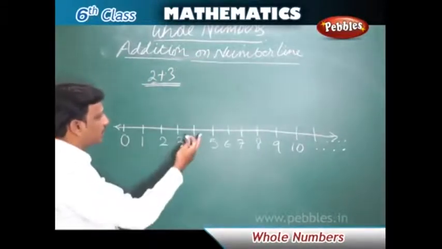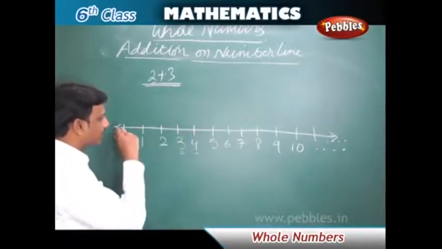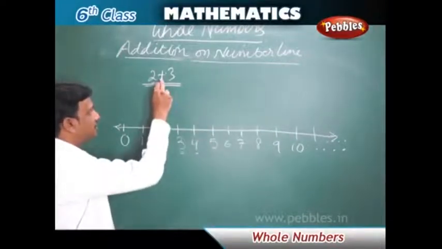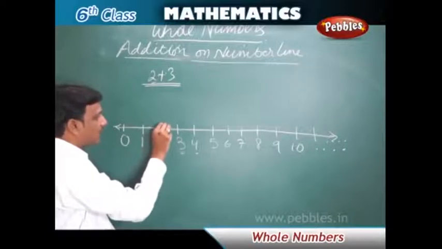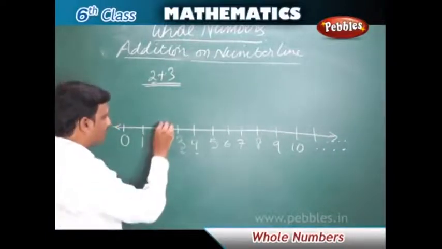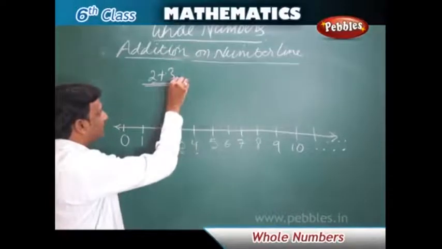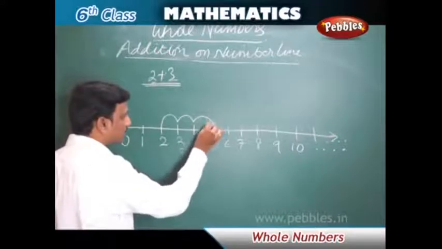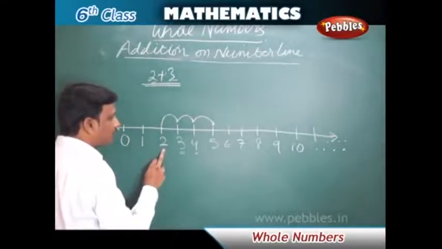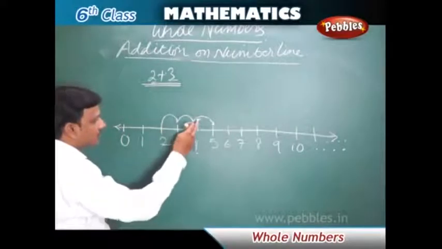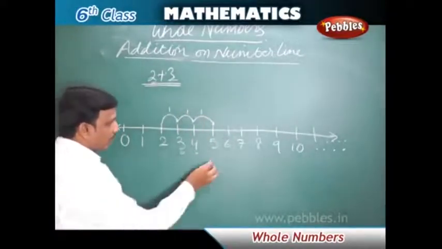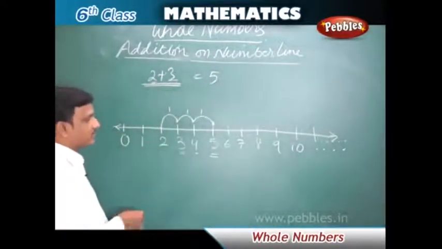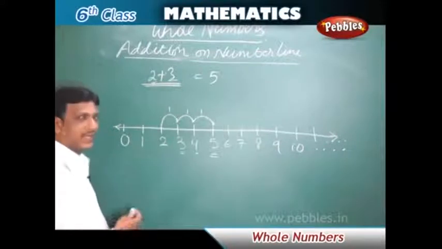Now in which direction do we have to move, either to right or to left? Here we have to move towards the right because we are doing addition, 2 plus 3. From 2, how many positions do we have to move? 3 positions towards the right side. Starting at 2, 3 positions to the right. So now we reached 5. That means 2 plus 3 equals 5. This way, using a number line, we can do additions.